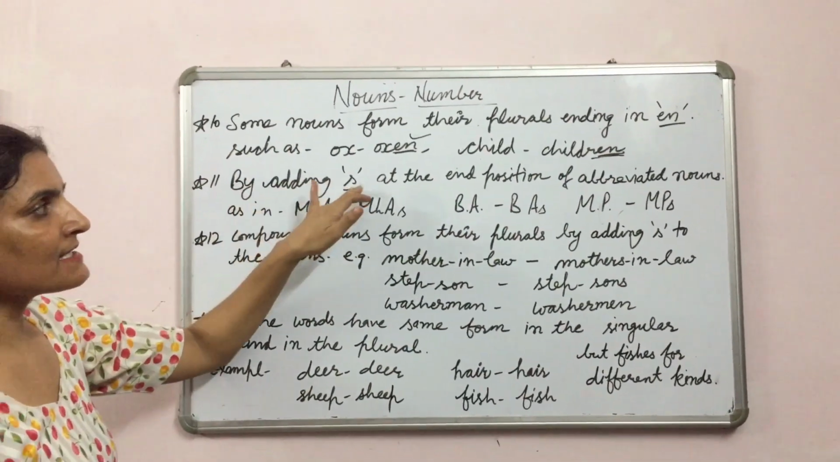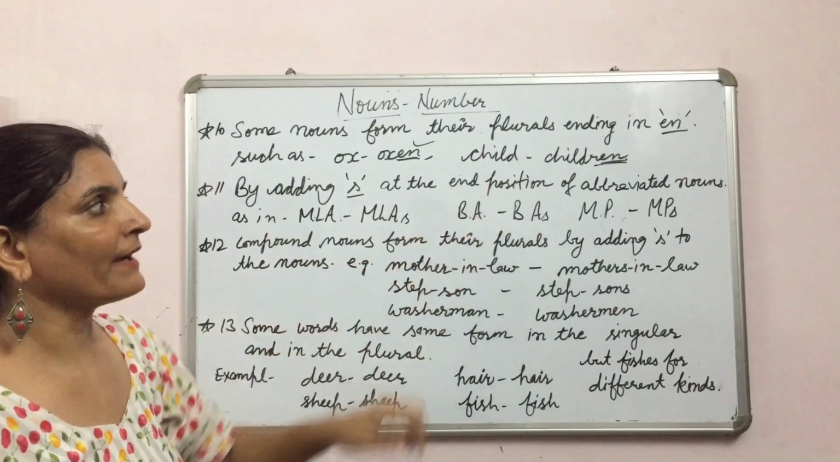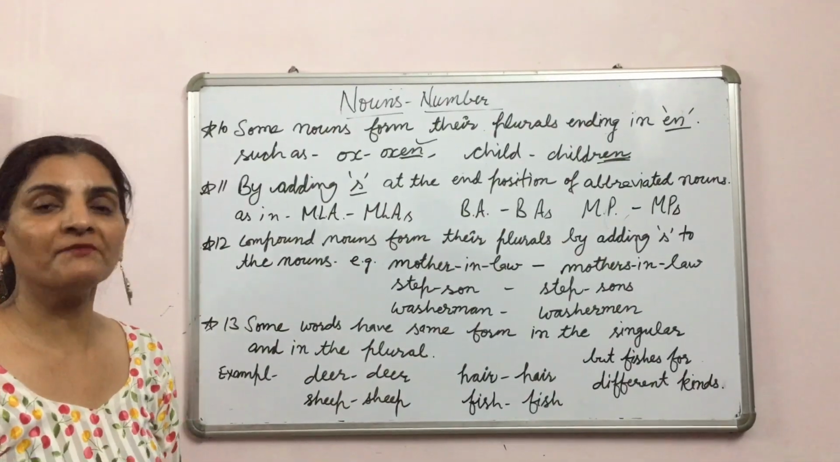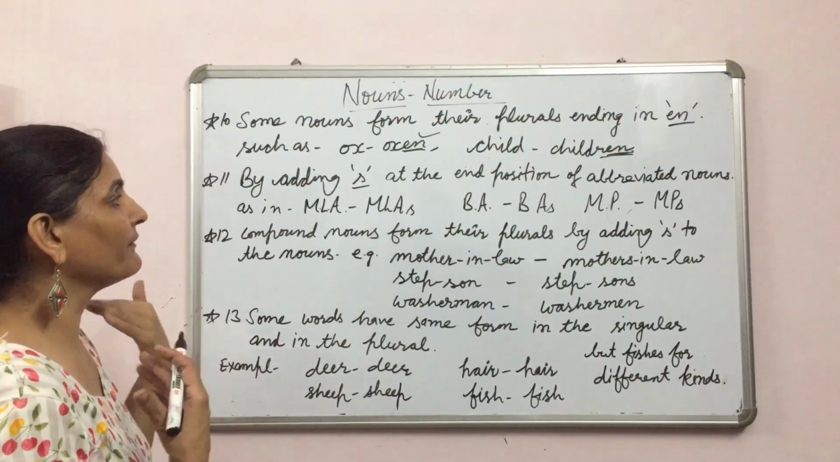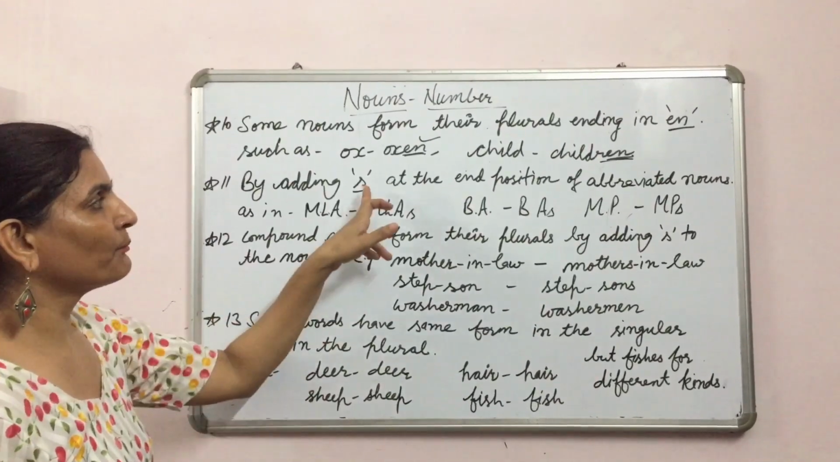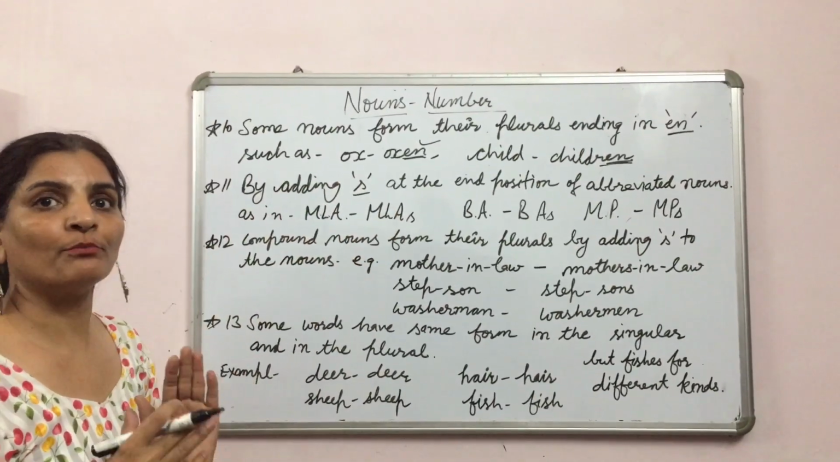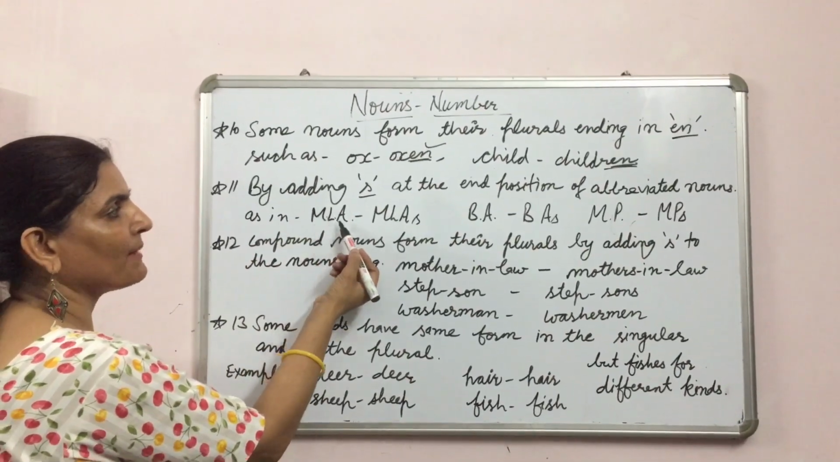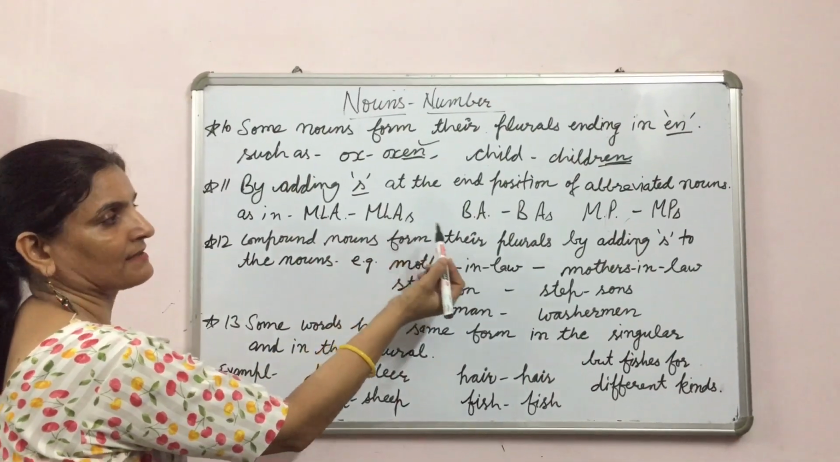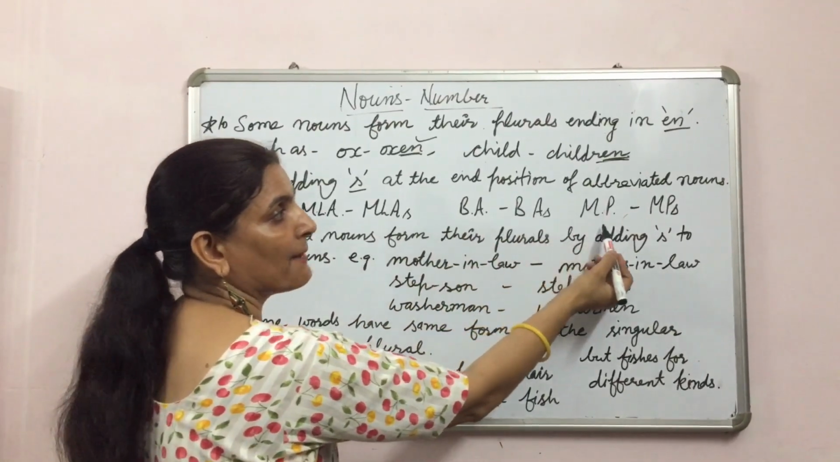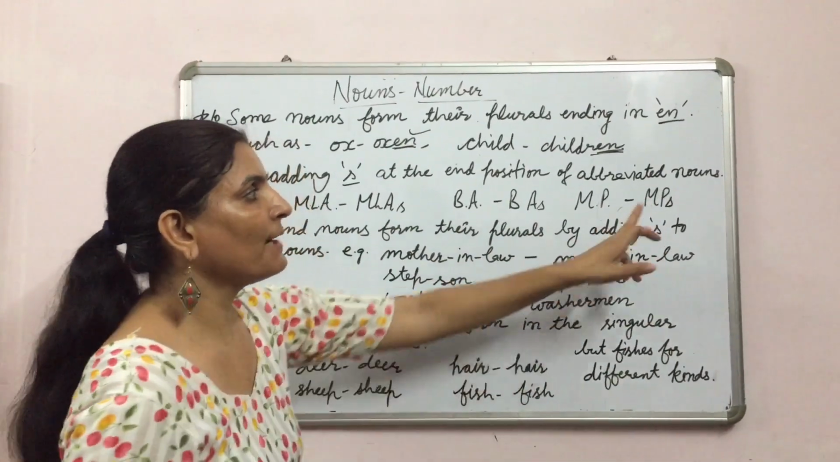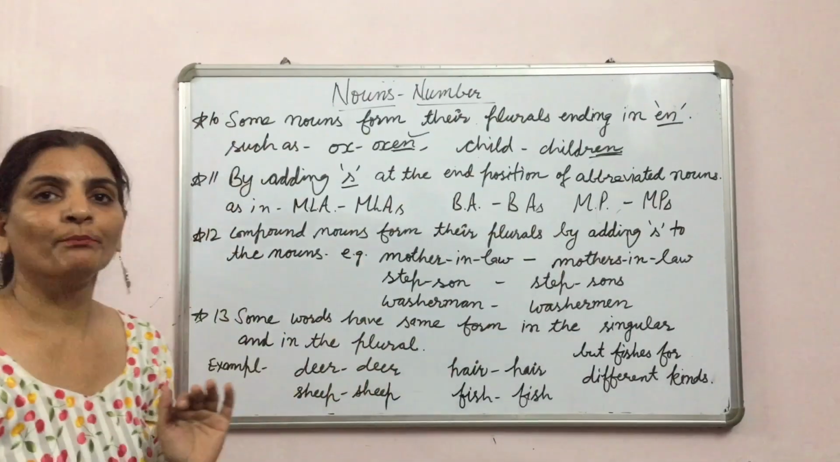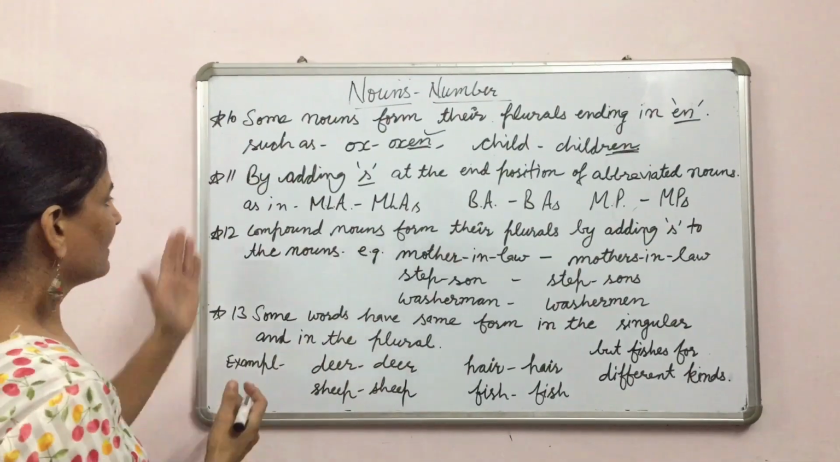By adding S at the end position of abbreviated nouns. If there are abbreviations or abbreviated nouns, then we will put S at the end to make them plurals. Let us see the examples. MLA, MLAs, BA, BAs, MP, MPs. We have put S here to make plurals.